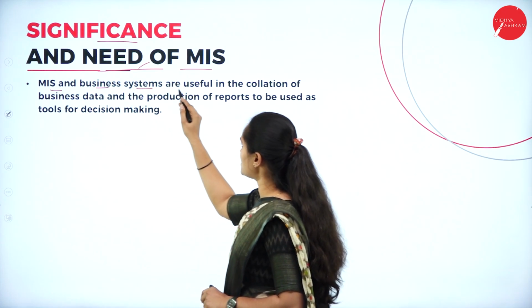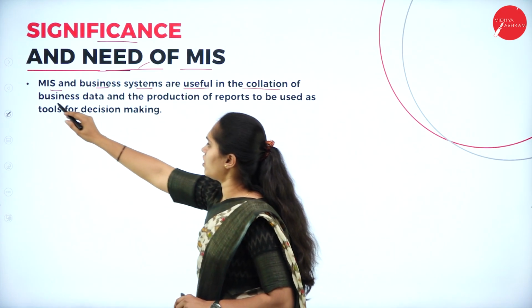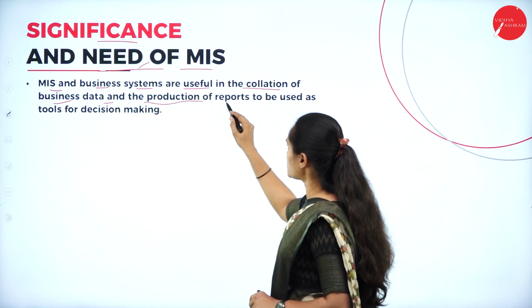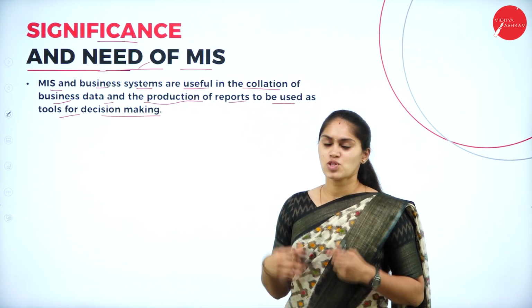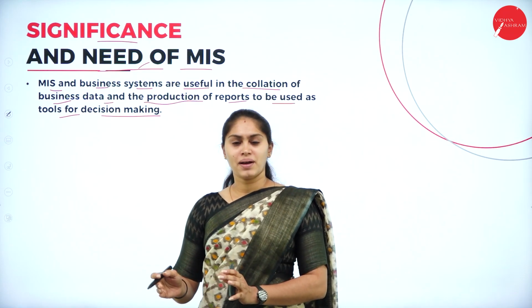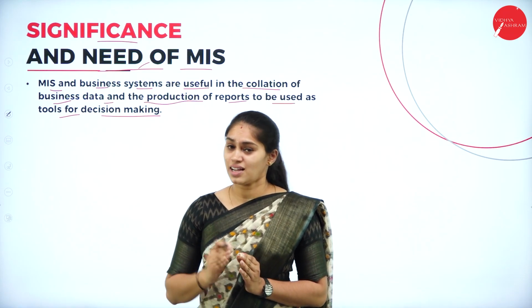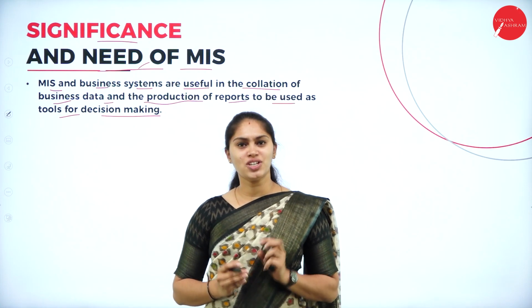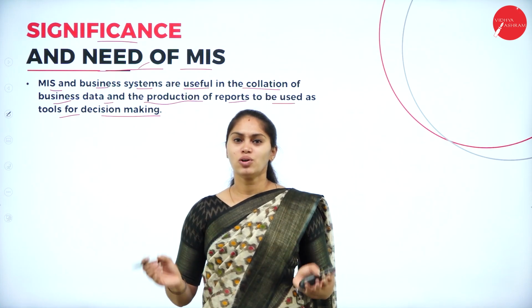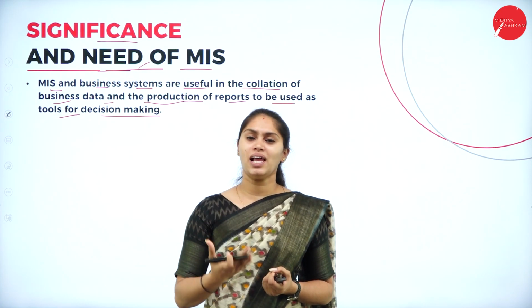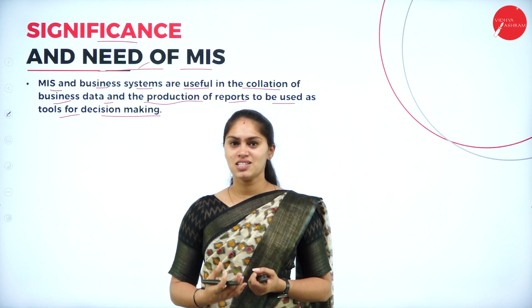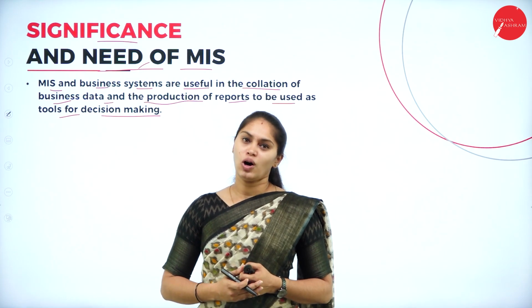MIS and business systems are useful in the collation of business data and the production of reports to be used as tools for decision making. So wherever you go, when it comes to MIS, we have information that is an asset to the organization, and I have a computer system. By integrating those two, I can make the best decision, which will be helpful for my organization.